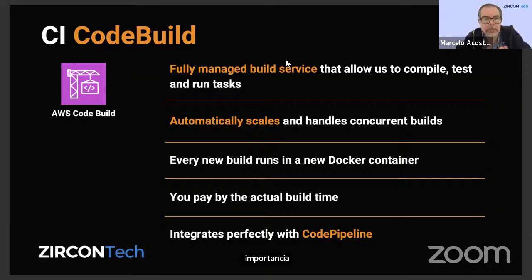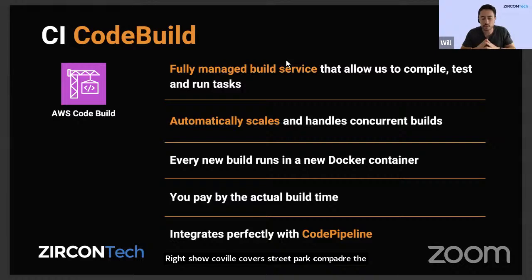What are the advantages of using Code Build over traditional tools like Jenkins? Right, so Code Build covers a certain part compared to Jenkins. It focuses on providing a serverless functionality to run our scripts and features, and we can customize it and just pay for the actual build time. So I guess that's the big difference and benefit about Code Build.